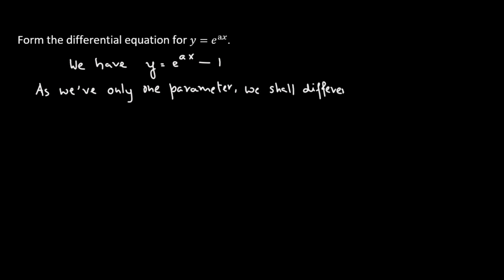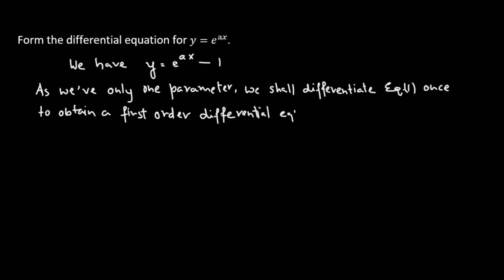Problem number 5. Form the differential equation given by y equals e raised to the power of ax. Here we have an exponential function given by y equals e raised to the power of ax. Let this be equation number 1. As we have only one parameter a, we shall differentiate equation number 1 once to obtain a first order differential equation.